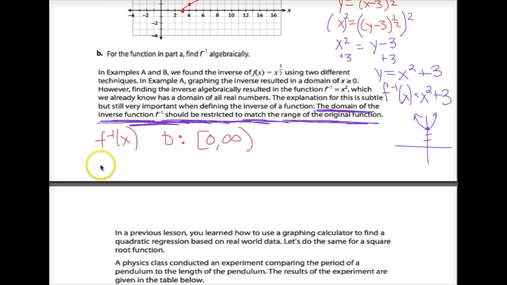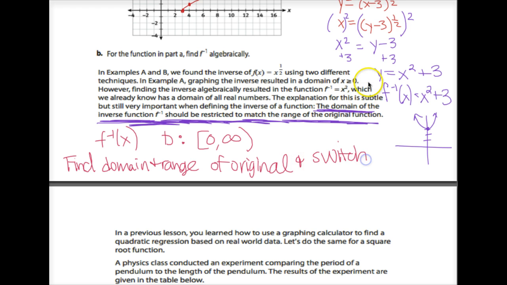So my suggestions here are to find domain and range of original and switch them. So make the range the domain, make the domain the range to find the domain and range for f inverse. Because that way you won't have to worry about the restricted domain. It will already be restricted to exactly what you want.